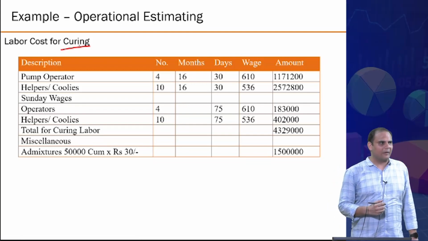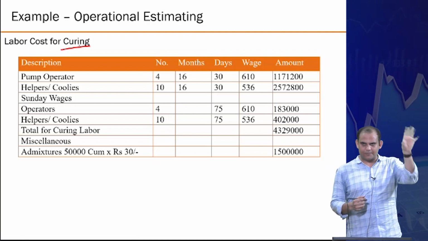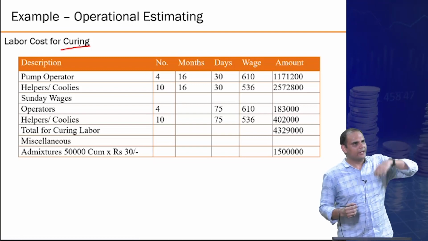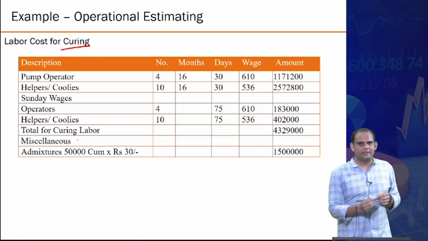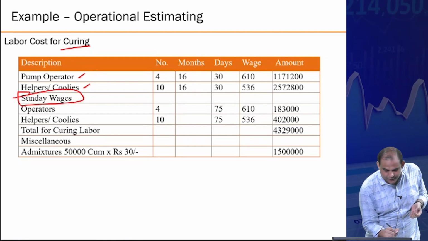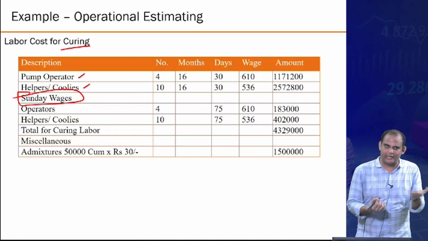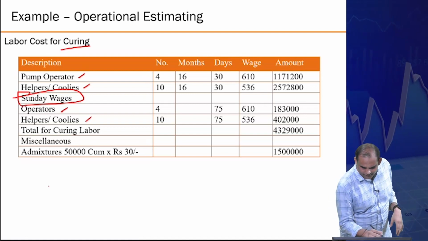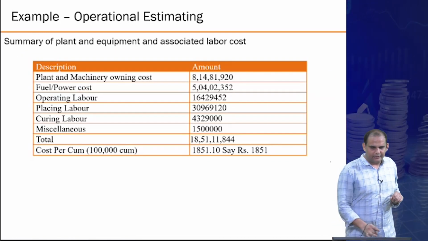Most of the time, it is manually intensive. You need to ask people to keep the concrete in a good watery condition, or sprinkle water over it, or sometimes you have gunny bags applied to it, so you need to keep them watered. Otherwise, without curing, concrete does not work. So you need more people, pump operators, coolies, Sunday wages if it is. Yeah, curing cannot stop on Sunday. So 26 days does not apply, they have to work some time extra. Operators, some coolies, total for curing labor, you can have more numbers included in this. Okay.